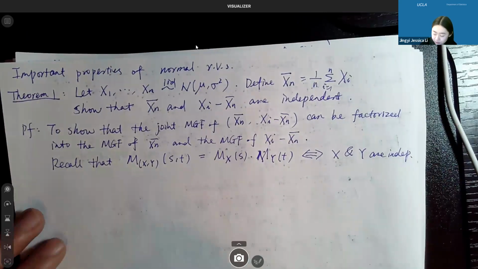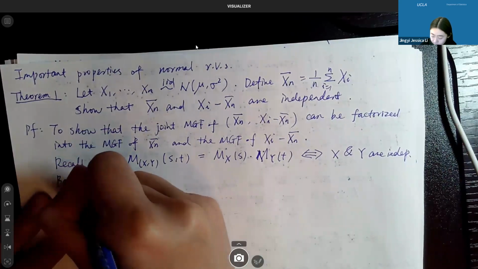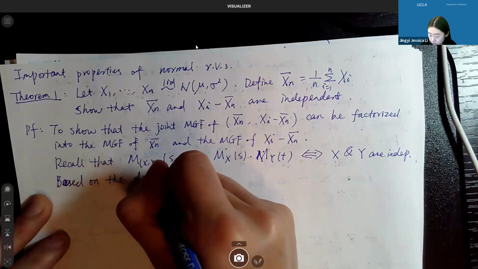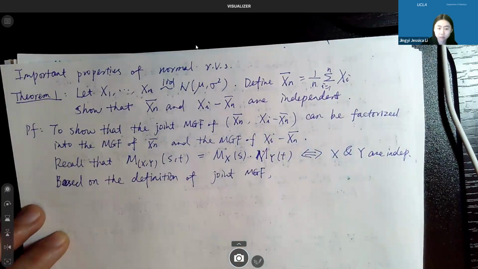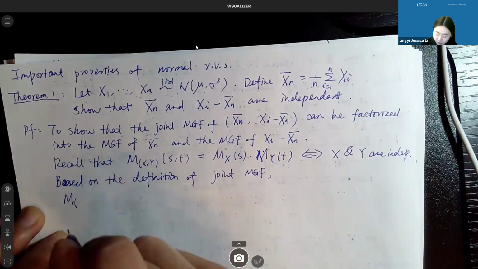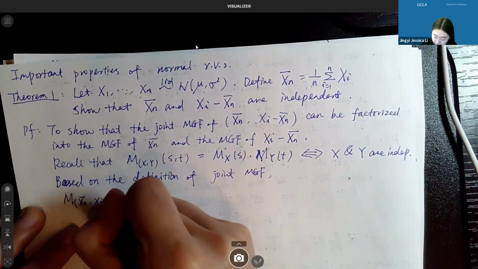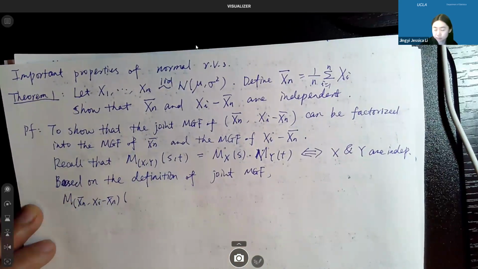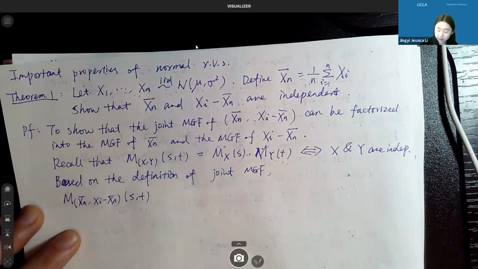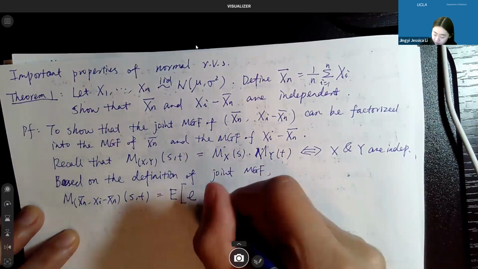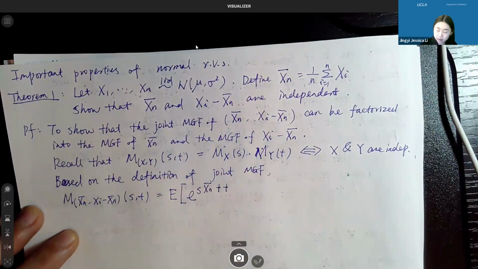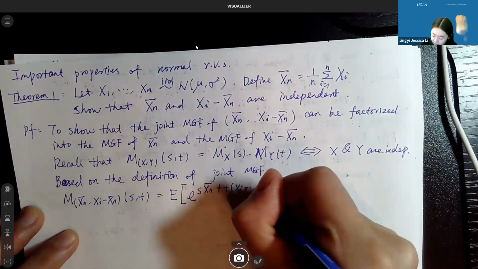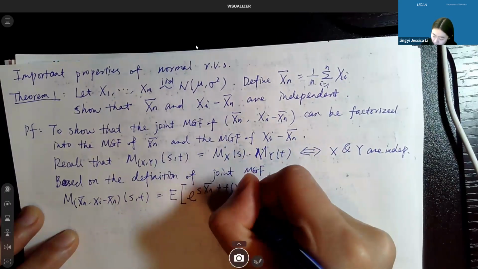So, based on the definition of joint Mgf, we would have the joint Mgf of X_n bar and X_i minus X_n bar, evaluated, this must be a bivariate function, at s and t, defined as the expectation of the exponential function of s times the first random variable, that's X_n bar, plus t times the second random variable, that's X_i minus X_n bar. This is t, okay?